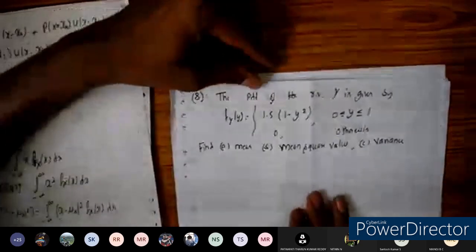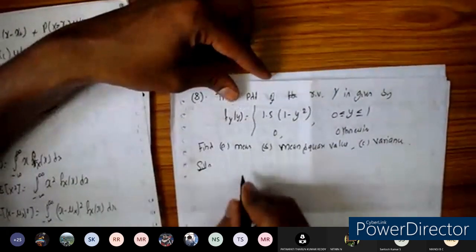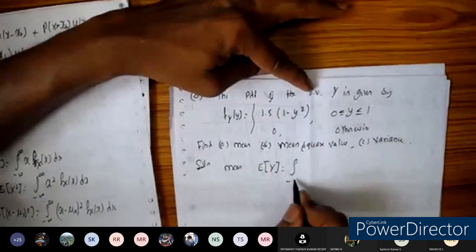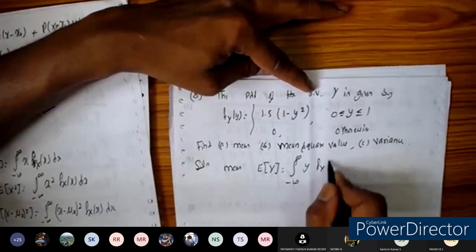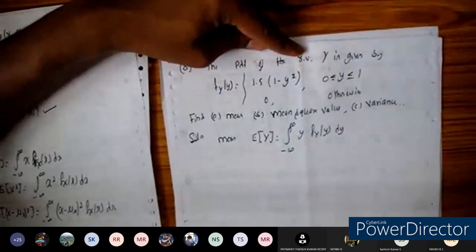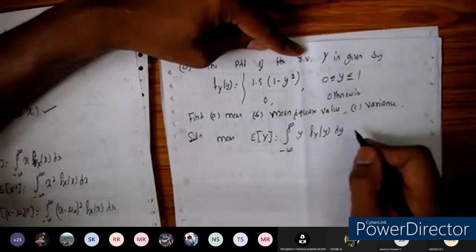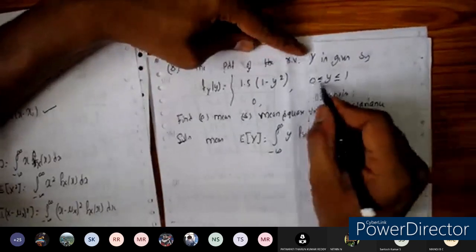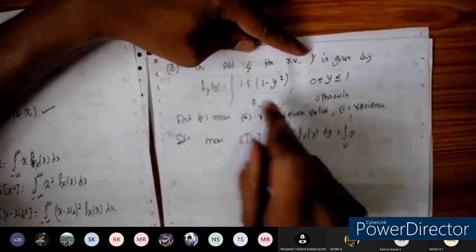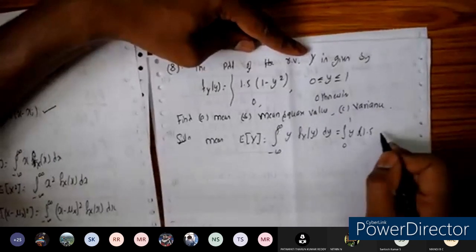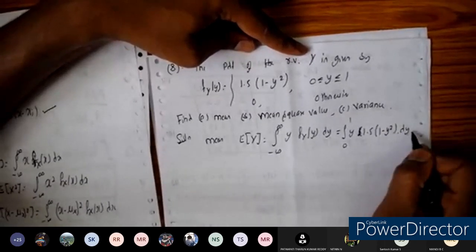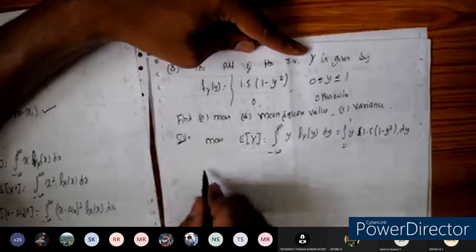Okay, so let us find out the first one, the mean here. Mean is nothing but the expected value of y. So write the formula: integral from minus infinity to plus infinity of y into fY of y into dy. We already did these problems, so I'm going to do it fast because we still have a lot of problems to do. The limit is from 0 to 1 here, and y remains the same. fY of y is nothing but 1.5 into 1 minus y square into dy. So let us take 1.5 outside the integral here.